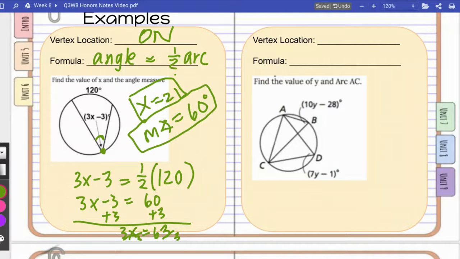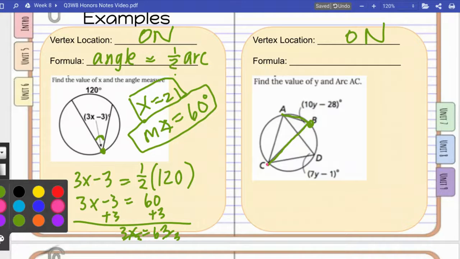The second example is a little bit tougher to see, so what I wanted to do is show you. You have your angle right here, angle ABC. The vertex is located on the circle, and the other angle is angle CDA, where the vertex is located also on the circle. But what's special about these two angles is that if I go across and find the arc for both of the angles, the intercepted arc is AC. So if they both open up to the same arc, then these two angles have to be equal to each other. So 10y minus 28 equals 7y minus 1.